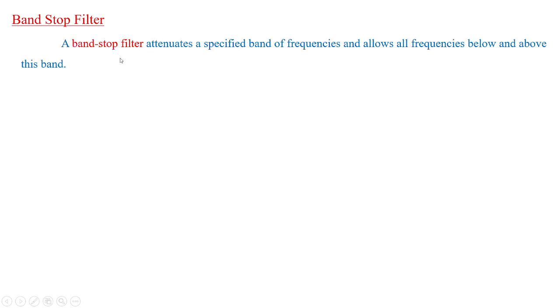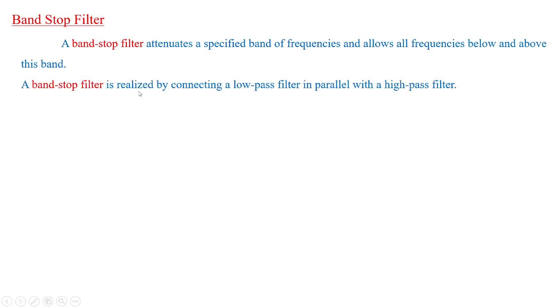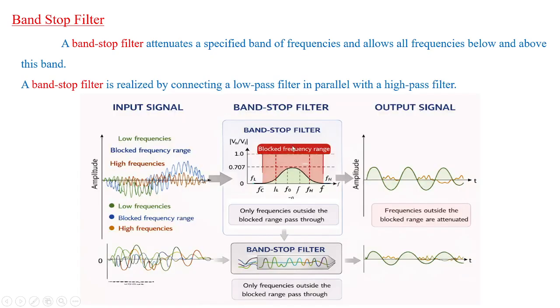So what happens with the band stop filter? Actually, a band stop filter attenuates a specified band of frequencies and allows all frequencies below and above this band. So generally, it is also realized by connecting a low pass filter in parallel with a high pass filter.